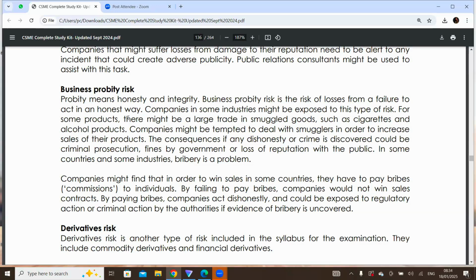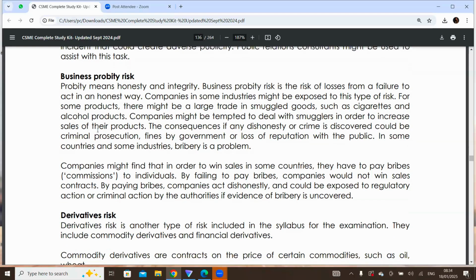So here we're looking at the risk that arises where a company does not act in an ethical way. Because of that, if the matter is discovered, there will definitely be some form of criminal prosecution, fines, loss of reputation. So you can see that a particular matter can lead to a business probity risk and also a reputation risk, because if this information gets out, the perception that people have of this company will change, and they may begin to suffer a loss as a result. Okay, so that is business probity risk.